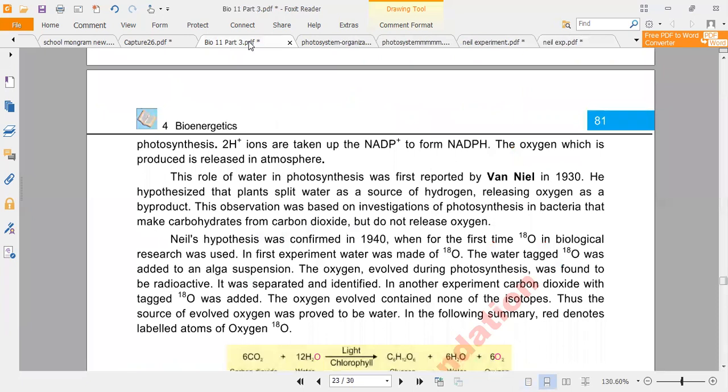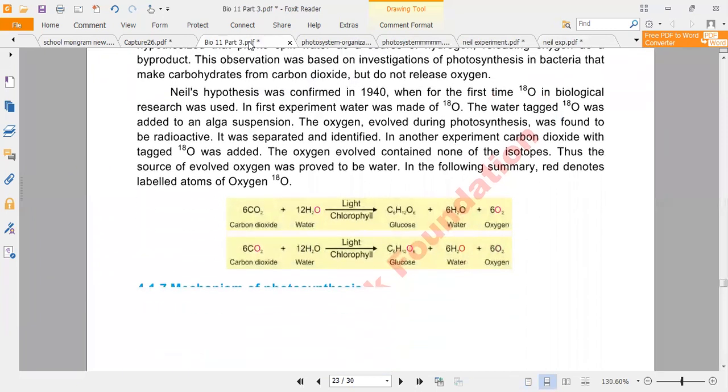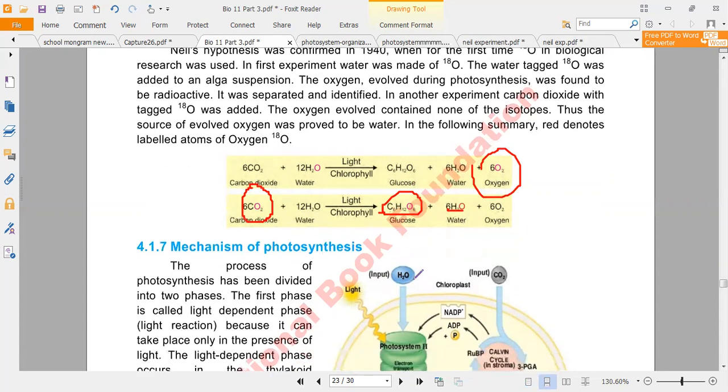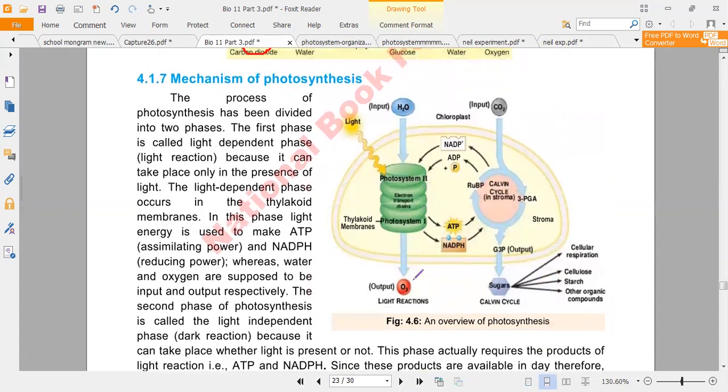So now it is proved by the experiments that carbon dioxide and water are used, with the help of light and chlorophyll, to do photosynthesis, and the oxygen that is released comes from water. And if radioactively labeled oxygen is used in carbon dioxide, that is reduced into glucose as well as into water, not into oxygen gas. So let's talk a little about the overall mechanism of photosynthesis.